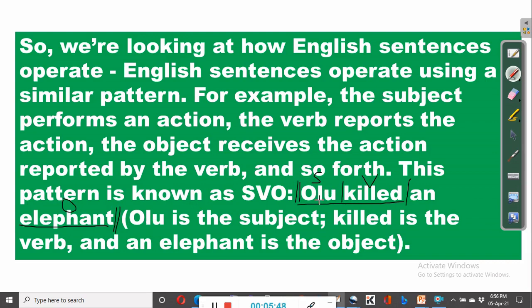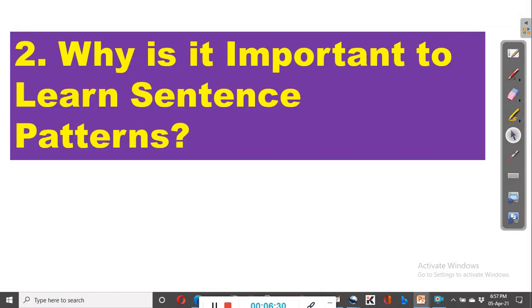Now, the subject is the doer of the action, and the verb is the reporting word, the word that expresses the action or reports the action. And then the object is the receiver of the action. So that is exactly one sentence pattern. And this is just an example of what we mean by a sentence pattern. SVO, subject plus verb plus object. That's one of the sentence patterns we shall be looking at.